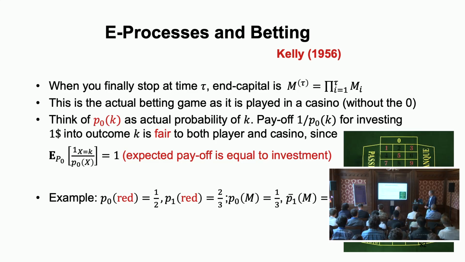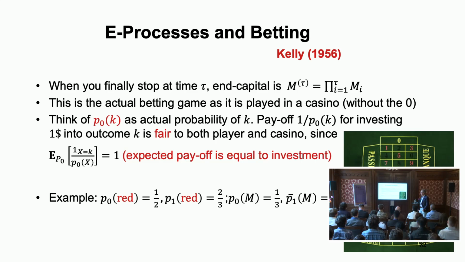In the casino, you could also put your money, for example, on one number, like 13, and then if 13 actually happens, you get back 36 times your stake, because that's 1 over the probability of 1 over 36. 1 over 1 over 36 is 36.